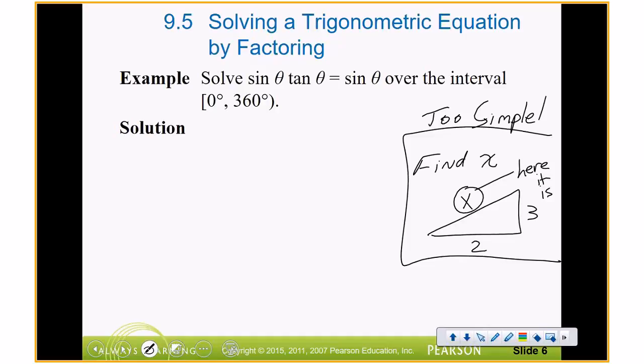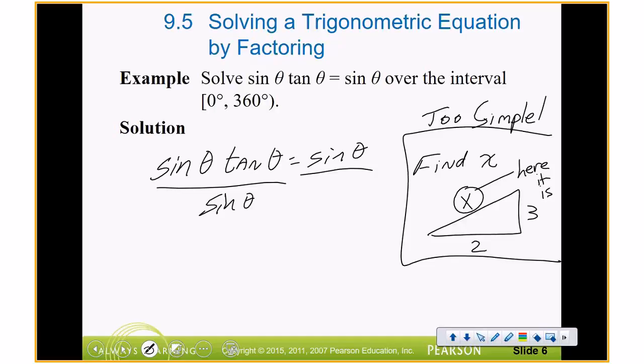All right? So when you get to this thing right here and you say, okay, sine of theta tangent theta is equal to sine of theta, what's your first inclination? Oh, I'm just going to divide through by sine. Well, you just did that.